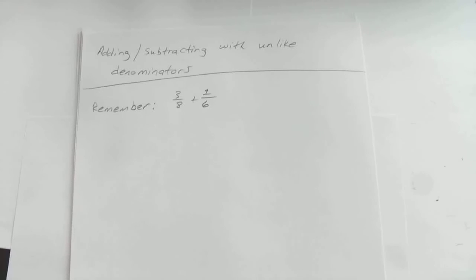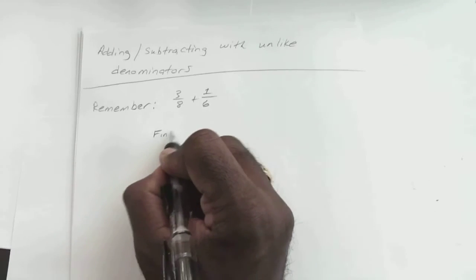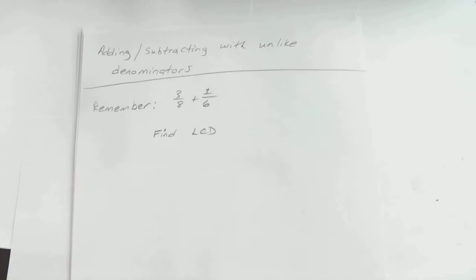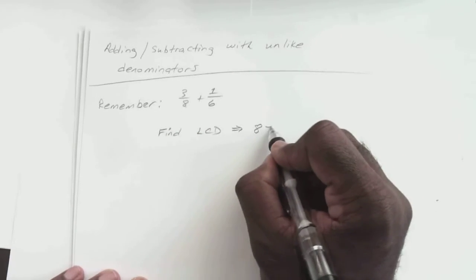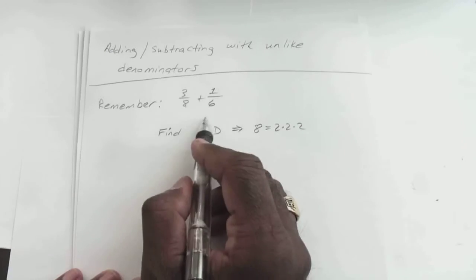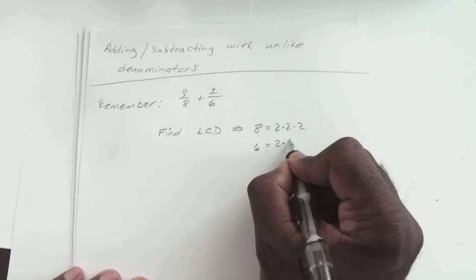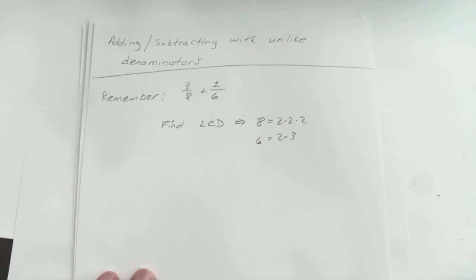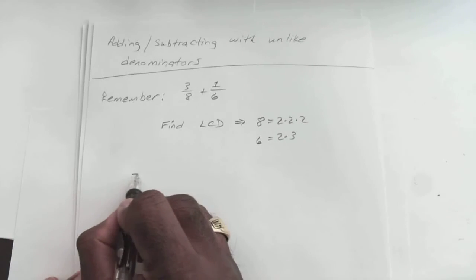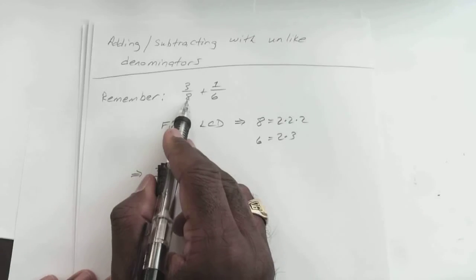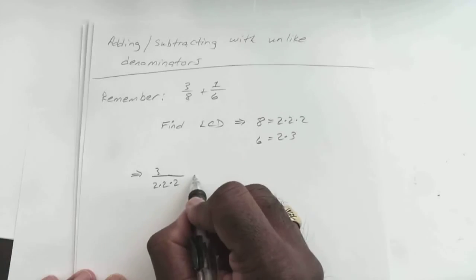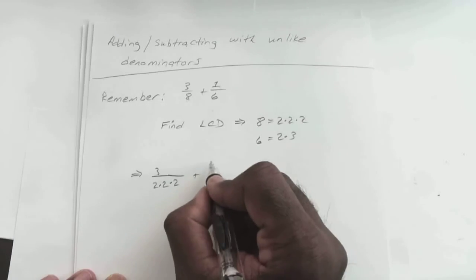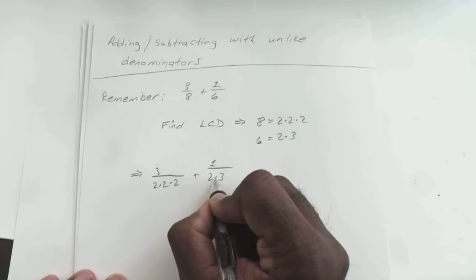Okay, so the first thing you want to do is find your least common denominator. There are actually multiple ways you can do that, but the one way I always found easiest is with 8, you know that's 2 times 2 times 2. And 6 is 2 times 3. Okay, so if we rewrite it, instead of 3 over 8, make it 3 over 2 times 2 times 2, plus, instead of 1 over 6, make it 1 over 2 times 3.